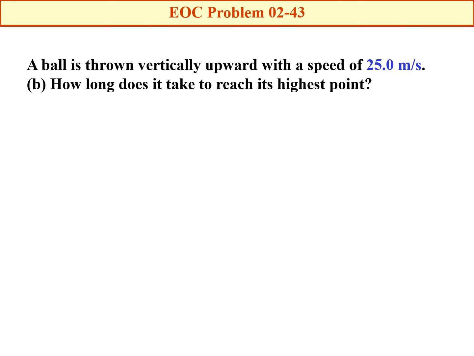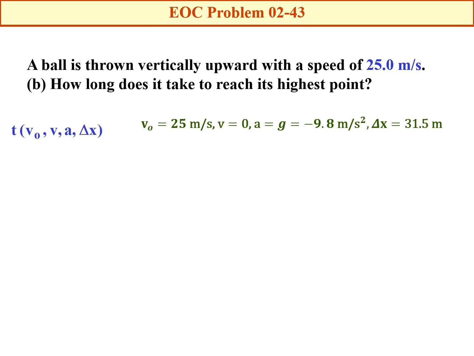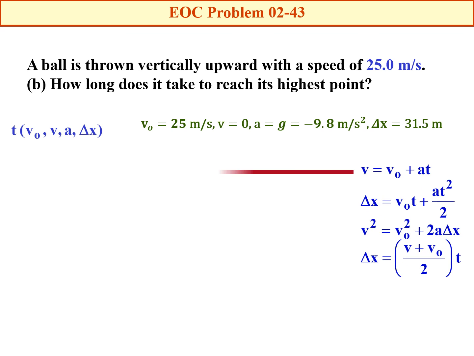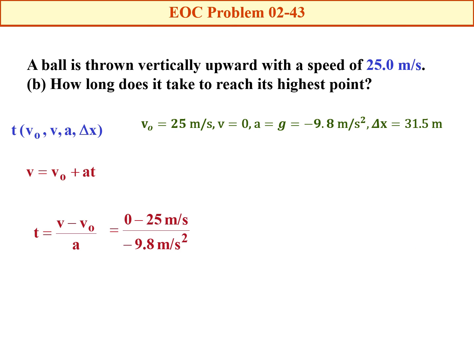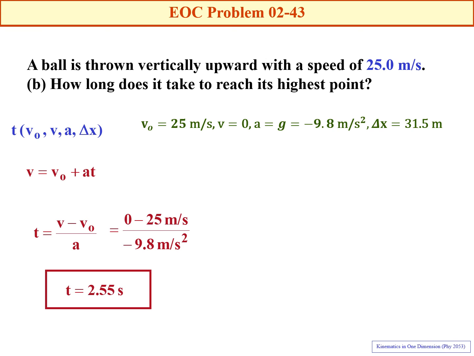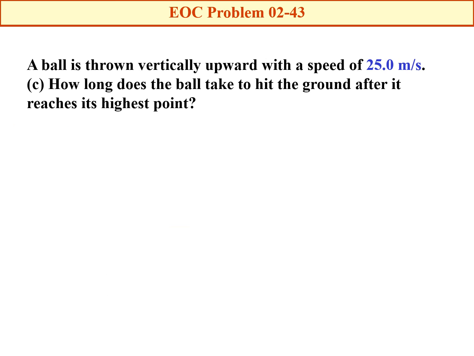Part B says, how long does it take to reach its highest point? We know the initial velocity, the final velocity, the displacement and the acceleration. Using all of that information, we figure out which kinematic equation we're going to use. It's probably going to be the easiest one right here to figure out the time. Final velocity is going to be 0, the initial velocity is going to be 25, and the acceleration is negative 9.8. So 0 minus 25 divided by negative 9.8, and that's going to give us a time of 2.55 seconds.